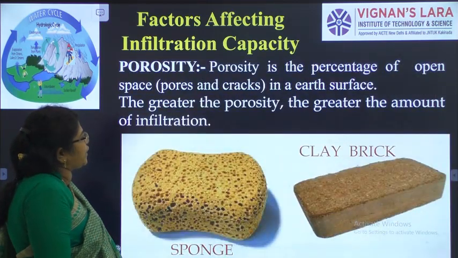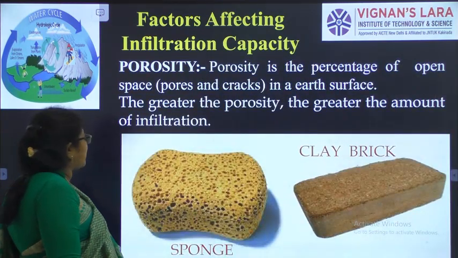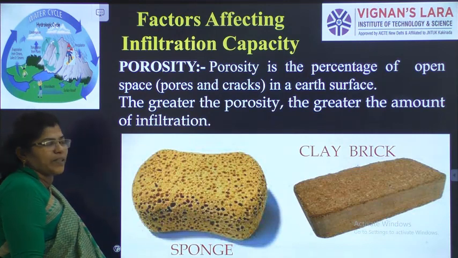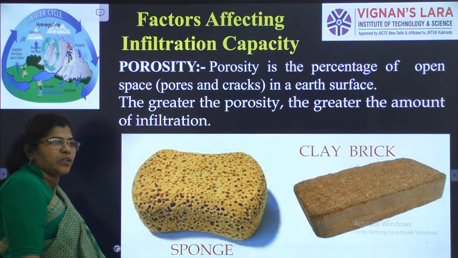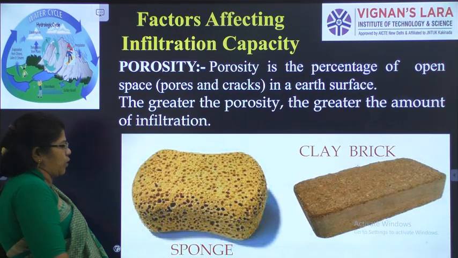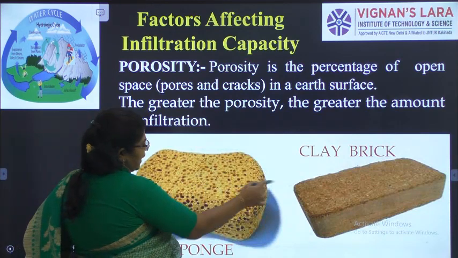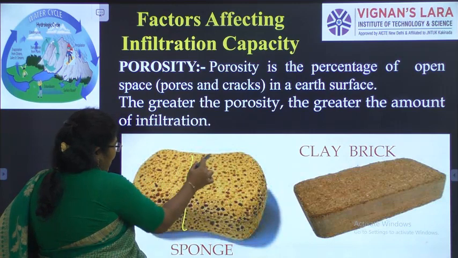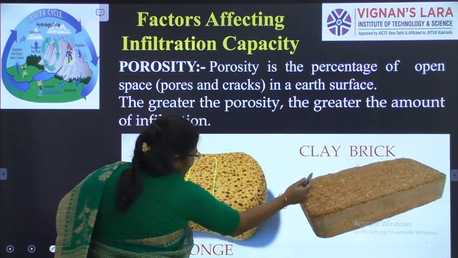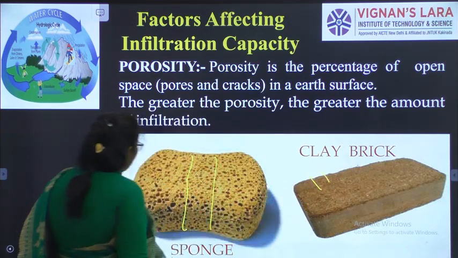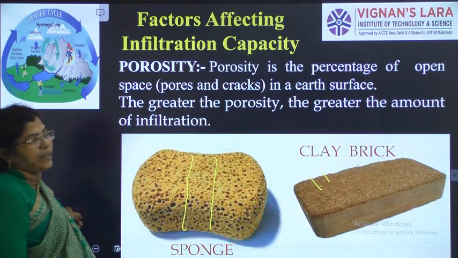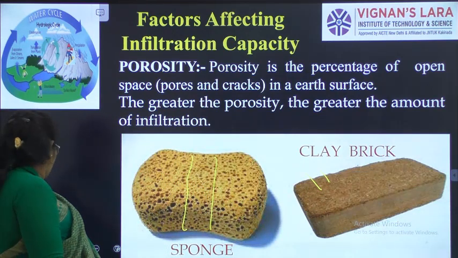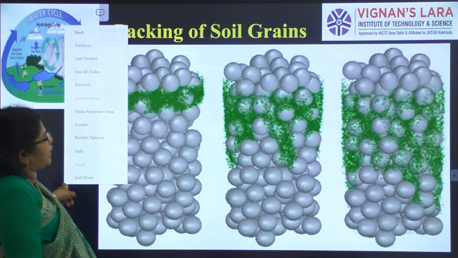Okay. So next one is porosity. The porosity is the percentage of open space, as we know. If the porosity is more, then the infiltration will be more. If I take a clay block and a sponge, the infiltration through the sponge will be very high, rather than the clay, where it won't get infiltrated. So the greater the porosity, the greater the amount of infiltration.